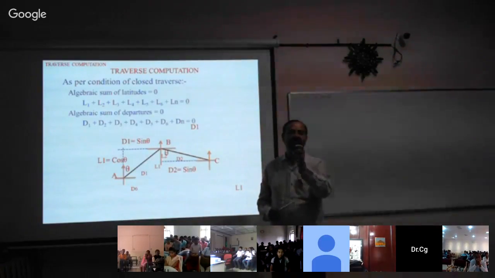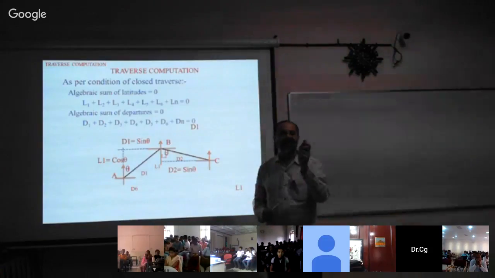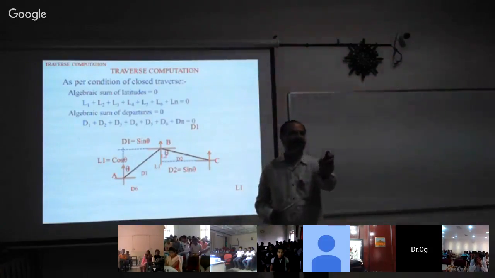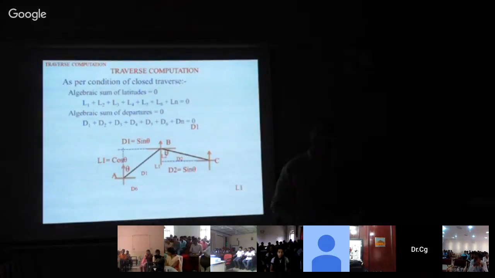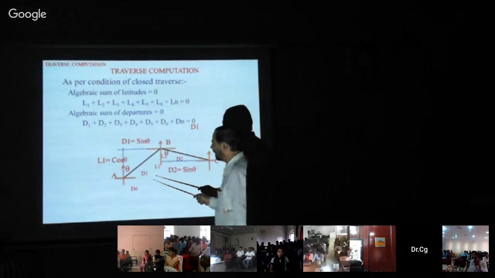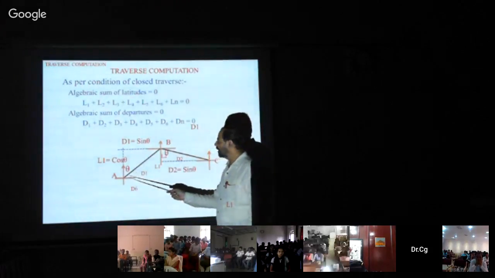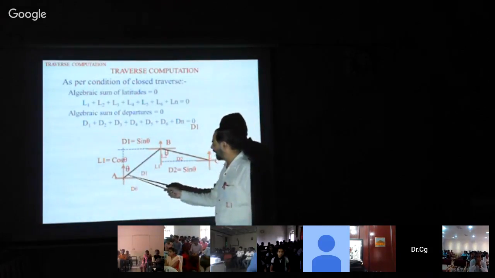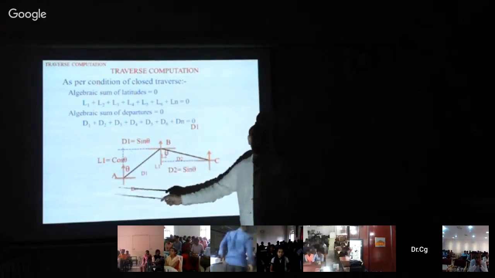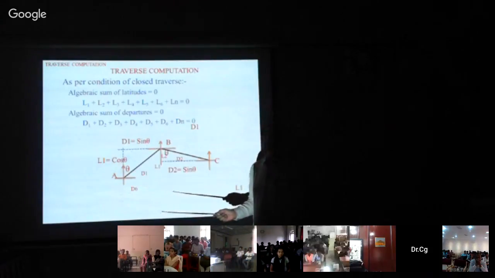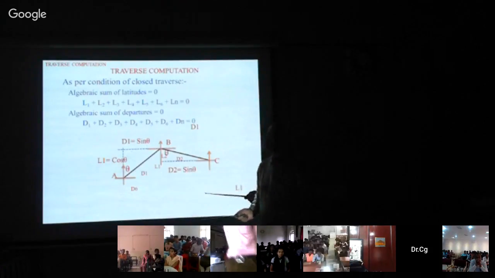Latitude is not always positive; that depends upon how you consider the survey line. The most important thing is how you are considering the survey line. Survey line will be considered either from AB or BA, whether you are running clockwise or anti-clockwise. Accordingly, we have to calculate their sides.